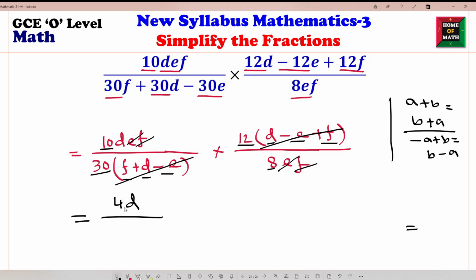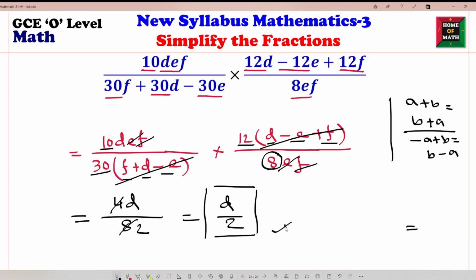So here is 4D and here is 8. So 2. Our answer is D divide 2. Okay, so if you make a mistake or if you violate D, the answer will be changed. So our right answer is D divide 2. This is a very small math but very important. Okay, thank you.